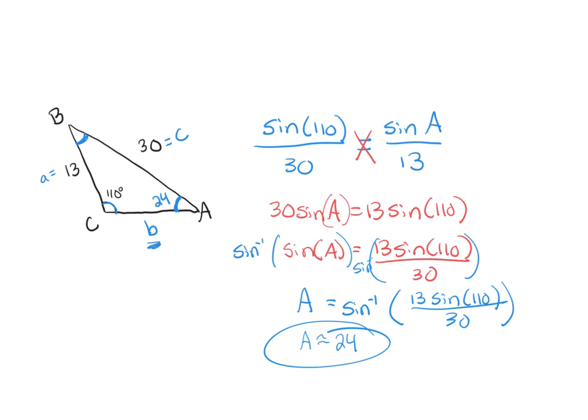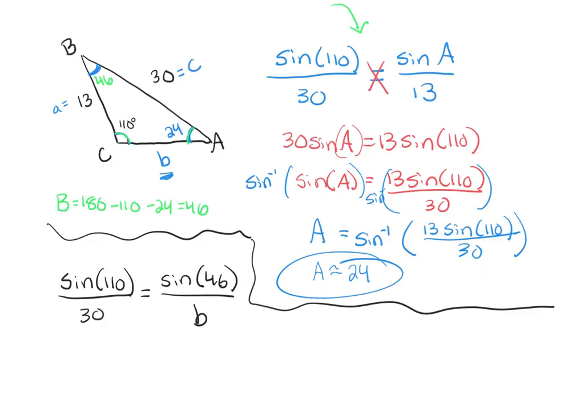Well, angle B we can find now that we have two angles. We can do our 180 minus 110 minus 24, and we will get 46. And then we can set up another proportion to find side length B. Why don't you pause the video and try to find side length B on your own. So there's your proportion, cross multiply, and then once you divide, you should get that B is about 23.